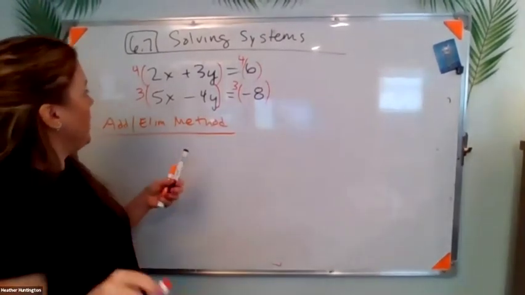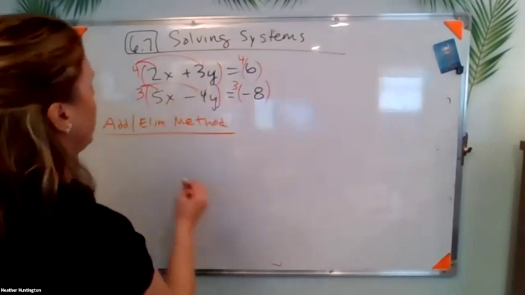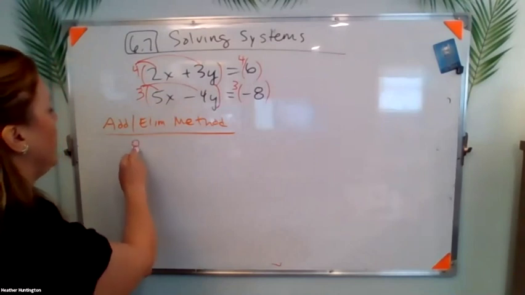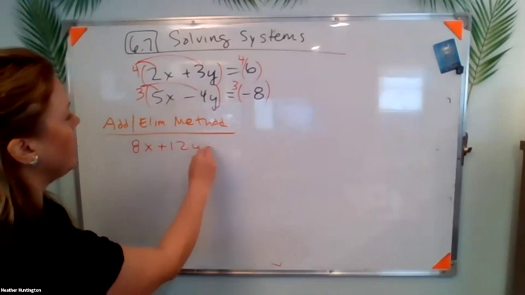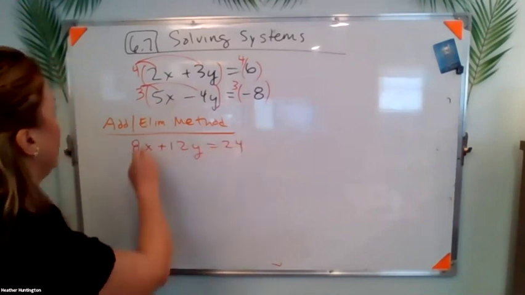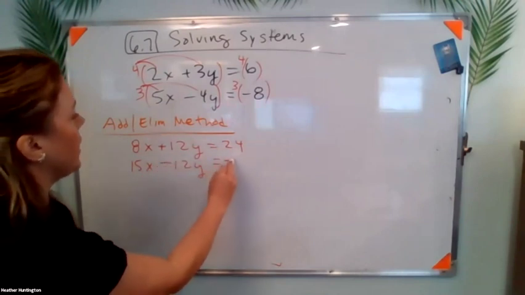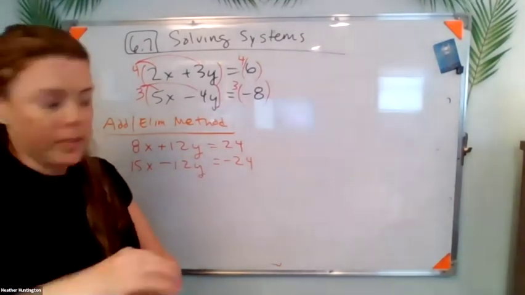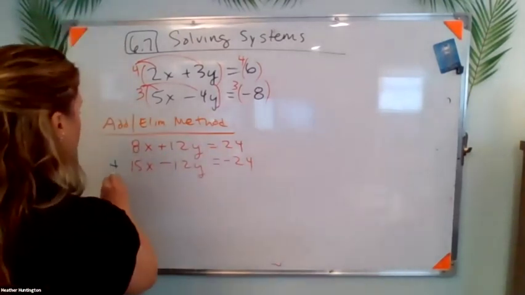Okay, so then what do we end up having? So make sure you distribute those numbers, and we get 8x plus 12y equals 24. And then here we get 15x minus 12y equals negative 24. Great. I see opposites there. Now I'm going to add them.